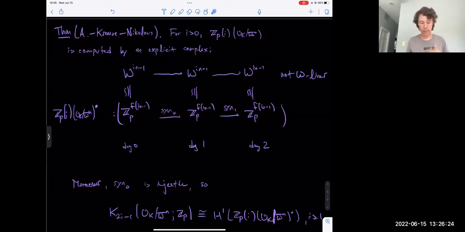So the theorem is in some sense that there is a small model like this, and that we can find explicit bases for these terms so that we can express these ψ_0 and ψ_1 as matrices.